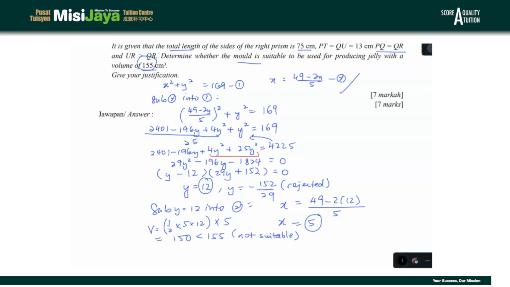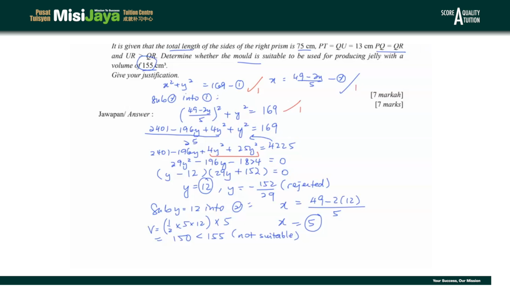Yeah? Okay, and this question is 7 marks. So where do we get the 7 marks? The first equation, 1 mark. And then second equation, 1 mark. And then after that, you sub in. So this is 3 marks.